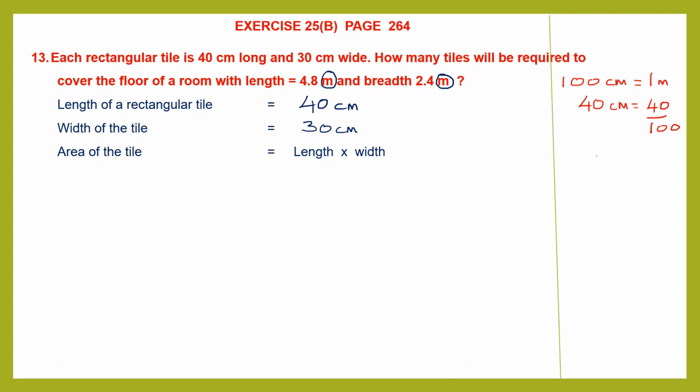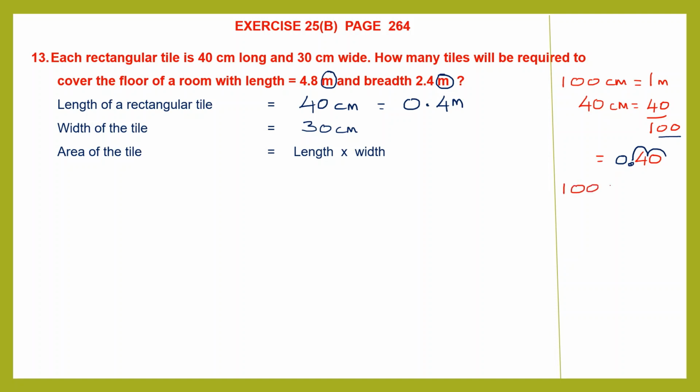Now 40 by 100. Let me look at 100. There are two zeros, so my decimal point will move two places to the left. So the point comes here, 0.40, or simply 0.4 meters.